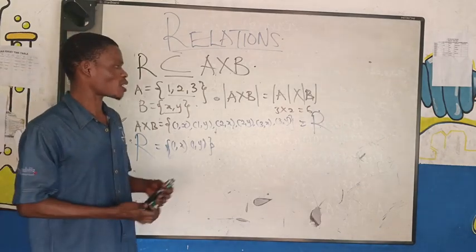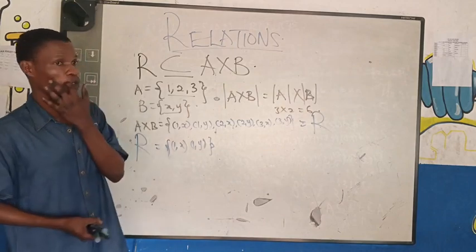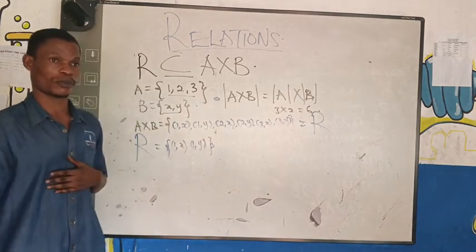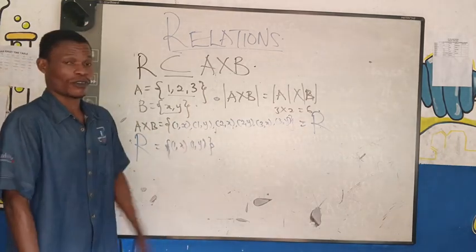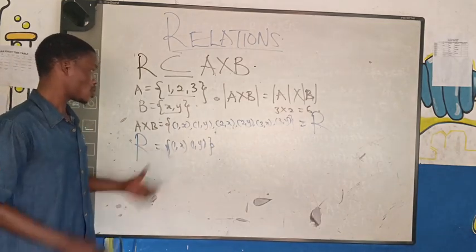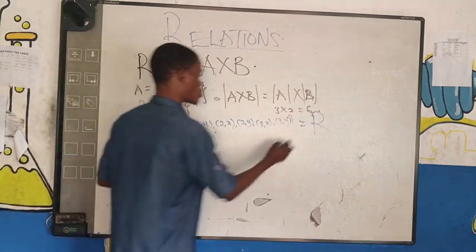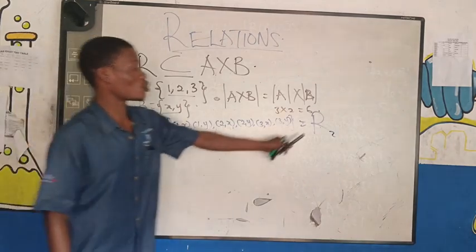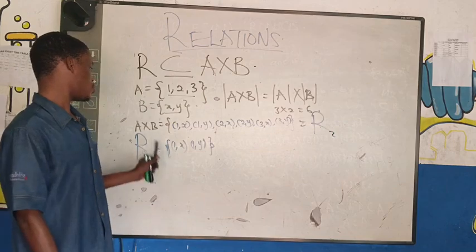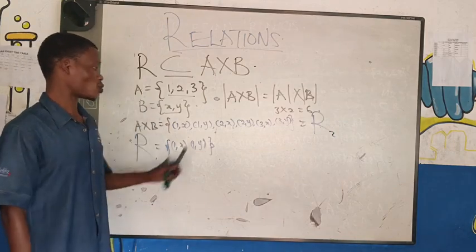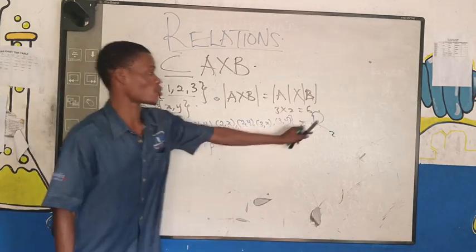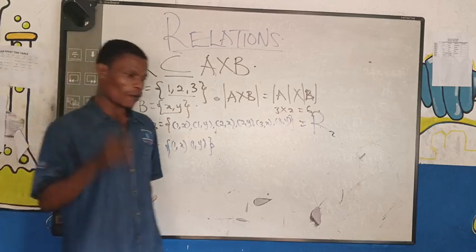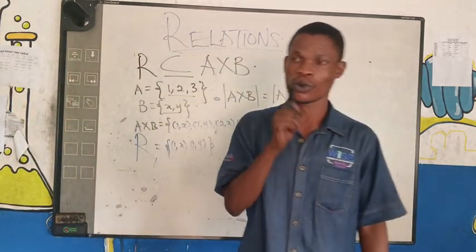So I said a relation is a subset of a Cartesian product. It can be a proper subset of the Cartesian product between two sets, or it can be an improper subset. Like this relation, let me say relation R1 is a proper subset of the Cartesian product between A and B. And this one, R2, is an improper subset of the Cartesian product between A and B, because all the elements in the Cartesian product are actually in relation 2.